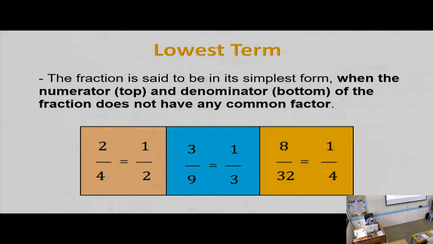Okay. What is that? When we talk about the lowest term, can you please copy this? The fraction is said to be in lowest term or simplest form. When the numerator and the denominator of the fraction do not have any common factor, you are just going to divide it, and if you cannot divide it anymore, that is the simplest fraction.